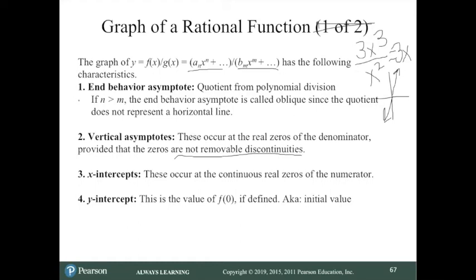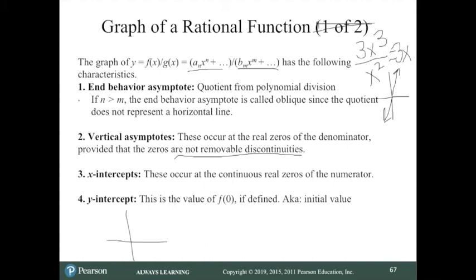The same thing goes for x-intercepts. The zeros of the numerator that didn't cancel out, those are the x-intercepts, because if it did cancel out, then it is a removable discontinuity. Okay, and then lastly, we have our y-intercept, which is also called the initial value, and that's calculated by f of 0. Now, it's not always defined. If x cannot equal 0, then obviously we won't have a y-intercept because that will be a vertical asymptote, right?